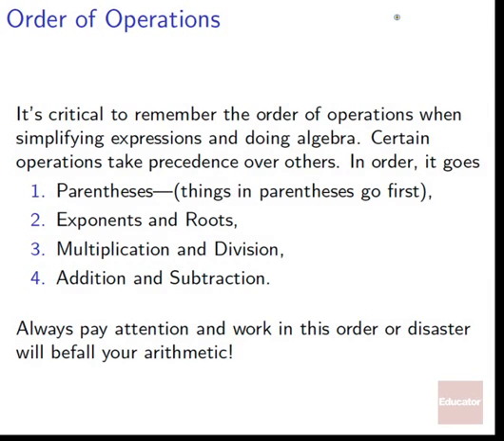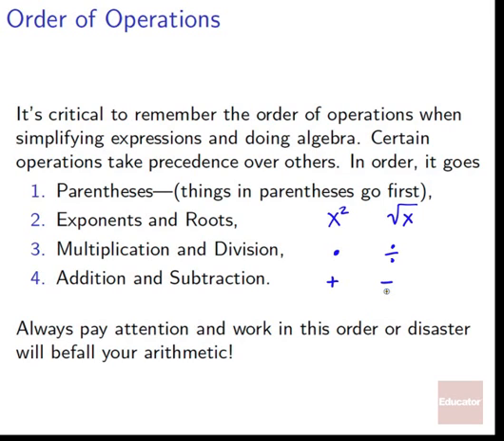Also, I just want to point out something. Exponents and roots are two sides of the same coin, right? X squared reverses square root. If you take something and you square it and then you take its square root, they reverse one another. Multiplication and division, they reverse one another, right? If we multiply by 3 and then divide by 3, it reverses. Addition and subtraction, they reverse one another, right? If we add 5 and then we subtract 5, they reverse one another.